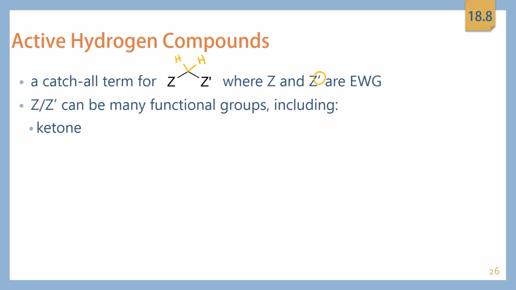So it could be a ketone, right? That would be like what we've seen before. All those compounds we've been looking at in this chapter so far would be active hydrogen compounds. It could be an aldehyde, it could be an ester, an amide, we haven't done that yet, or a nitrile. It could be a nitro group. Remember this from the aromatic chapter. We haven't seen it very much since then.